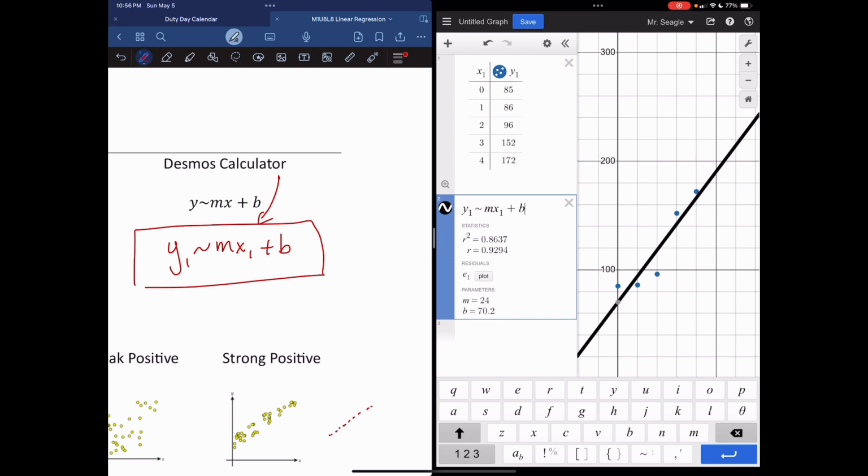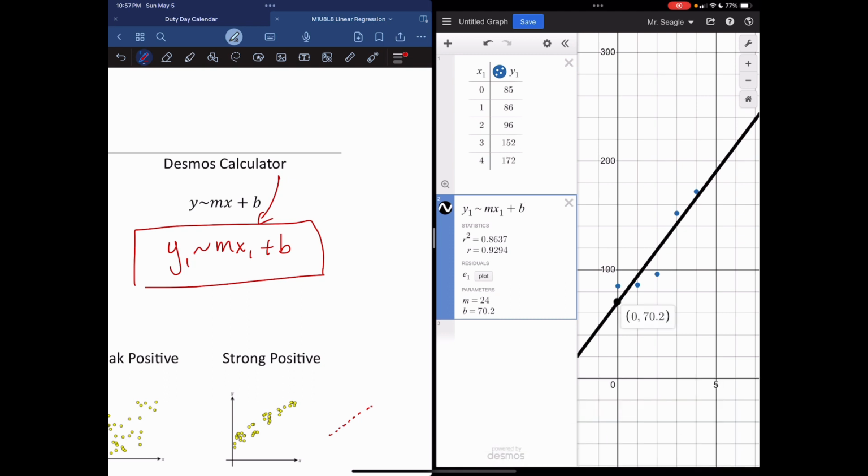So our slope for the line is going to be 24. So for every 1 to the right we go, up, for every x we increase, my y is increasing by 24. My y-intercept is going to be at 70, and you can see that in the line on my linear regression. And then our R value, that is the one we're looking for. Okay, so in this case, our R value is going to be 0.9294.